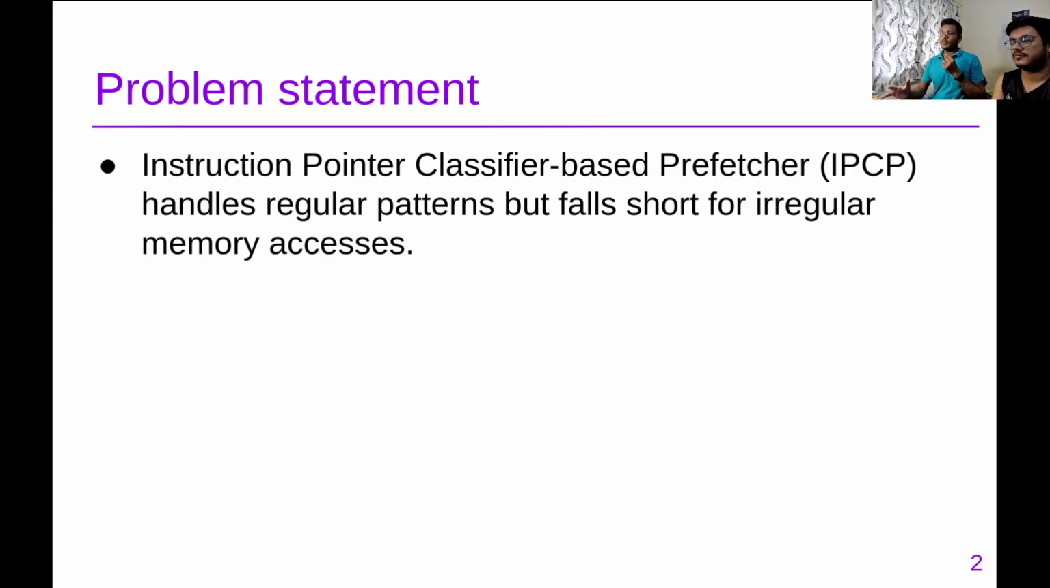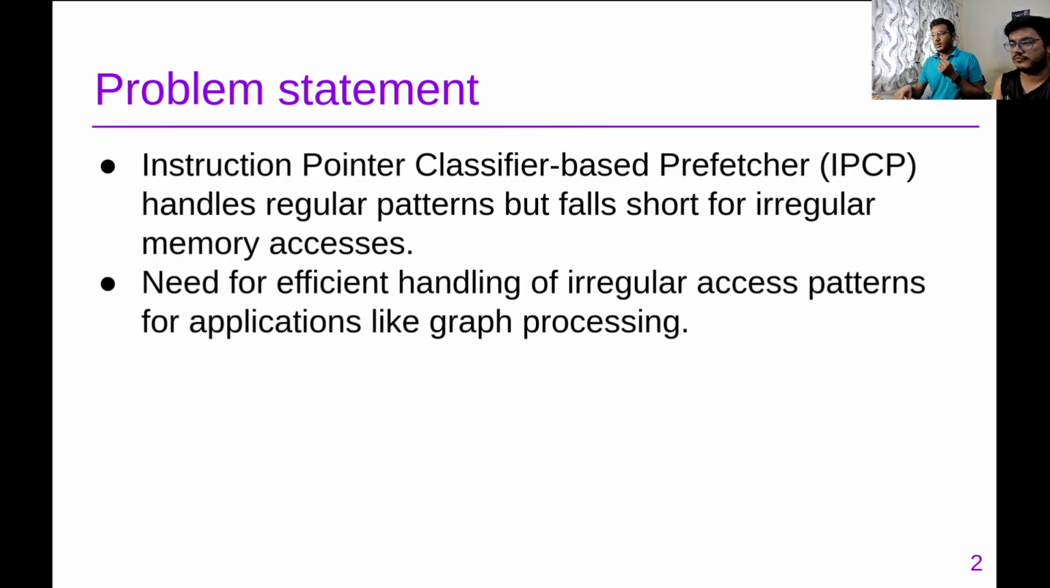So we know there are prefetchers which are used to prefetch memory access requests so that we can mitigate the latency. This instruction pointer classifier based prefetcher, in short called IPCP, is an integration of multiple prefetchers which handle the regular access patterns. By regular access patterns I mean that it can track based upon strides. A stride is the difference between two consecutive memory accesses.